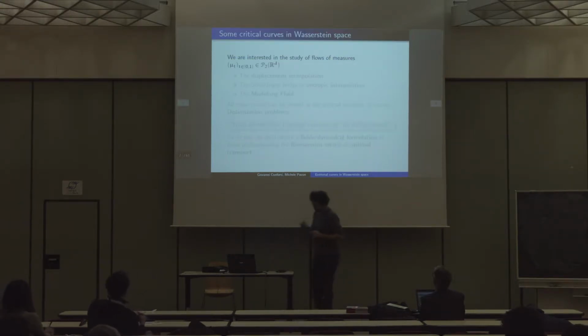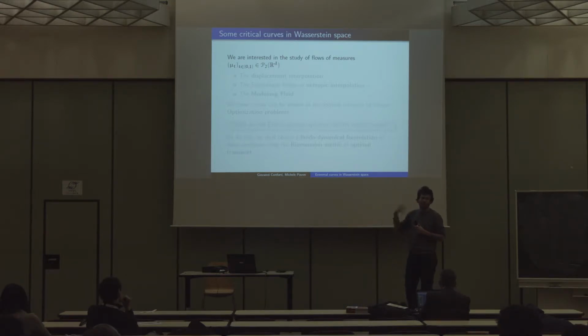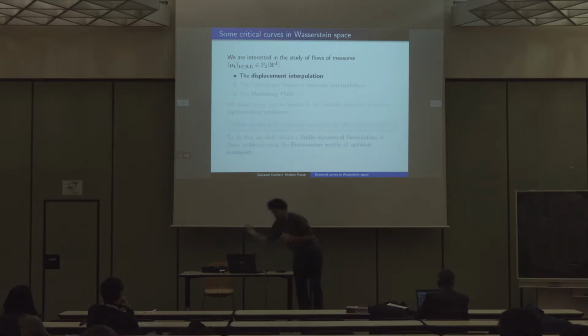But what we were interested in is to study some particular flows of measures in the space of probability measures with square integrable moments. Here the fact that I put R^d is just to simplify, but you should really think that we are looking at flows of measures on manifolds. And here I just put some very well-known ones: the displacement interpolation of optimal transport, the Schrödinger bridge or entropic interpolation, and the Madelung fluid.